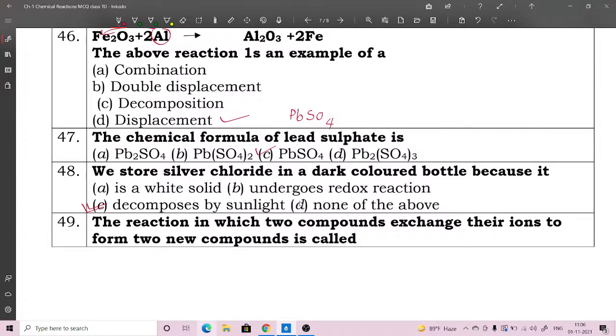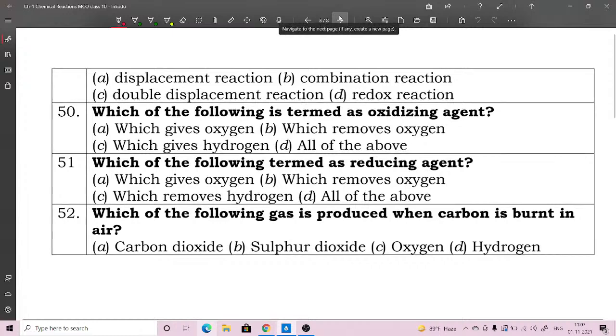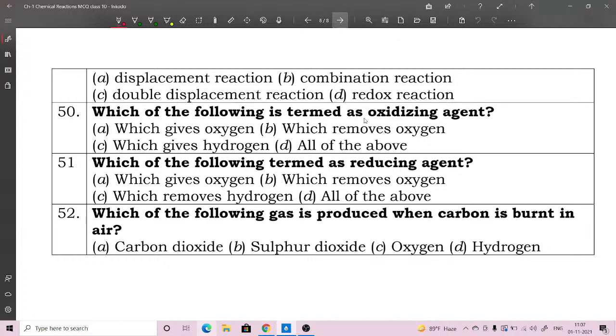49. The reaction in which two compounds exchange their ions to form two new compounds is called... Exchange of ions takes place. Let us check the options. We have displacement, combination, double displacement or redox. The correct answer is C, double displacement reaction. Two ions are exchanged, that means it's a double displacement. Let us move on to question number 50.